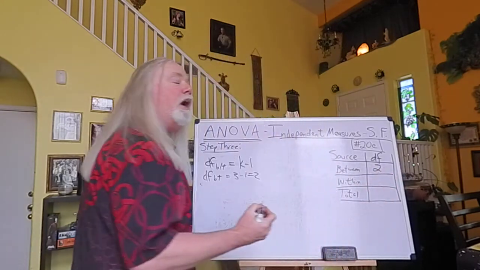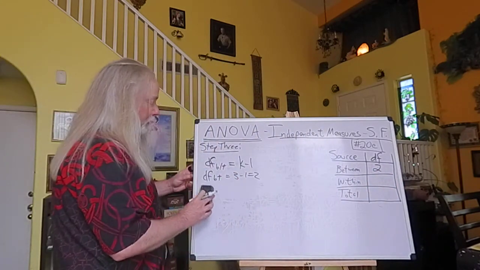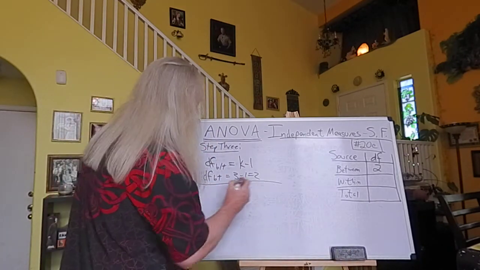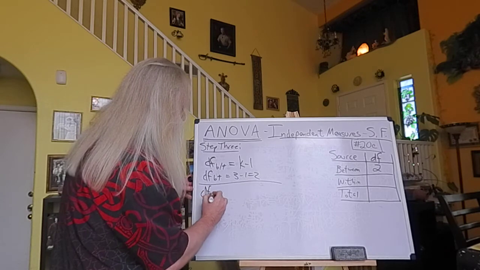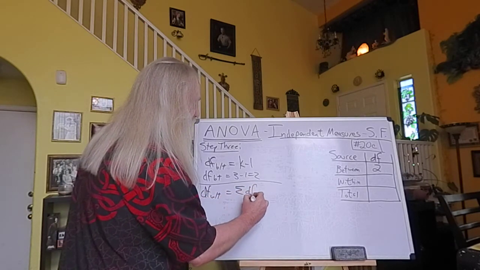That's going to be a pretty common result. We'll see some other problems sometimes that are different from that, but that's often going to be the case because we're usually dealing with 3 treatment groups. Next up would be our degrees of freedom within treatments, which we know is simply the summation of degrees of freedom.